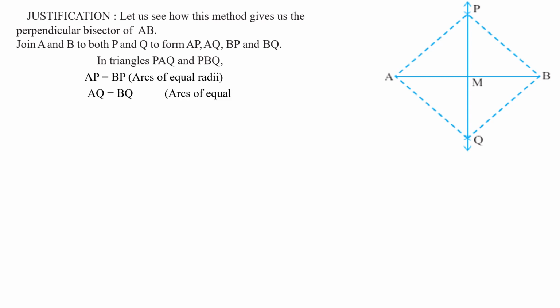AQ is equal to BQ. These are also arcs of equal radii. PQ is equal to PQ, that is a common side in the two triangles. Therefore, triangle PAQ is congruent to triangle PBQ by the SSS rule.